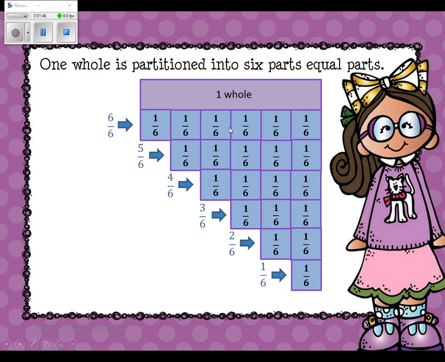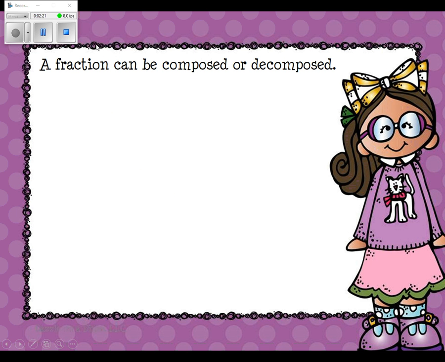So when we have a whole, remember that we divide it into parts, and our parts have to be equal parts, or you cannot compare. You can't call them fractions, number one, and you can't compare. So when our denominators are the same, we compare our numerators, and we use our regular comparison of greater than or less than. 6 is bigger than 5, is bigger than 4, is bigger than 3, is bigger than 2, and is bigger than 1. But that only works if your denominators are the same and you have partitioned it into that many equal parts.